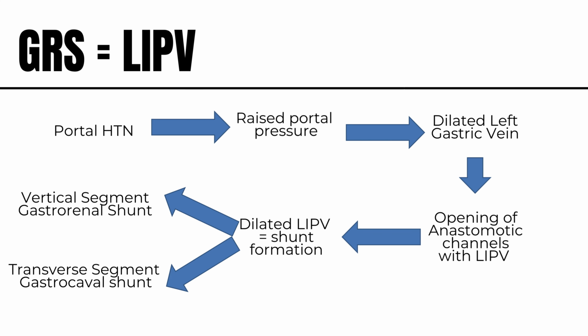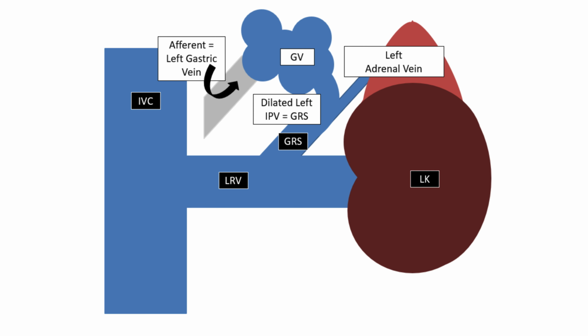Now, if the vertical segment of the LIPV gets opened up, that leads to formation of the gastrorenal shunt, while in rarer cases, it is the transverse segment of the LIPV which gets dilated, which in turn leads to formation of the gastrocaval shunt. So this is again a diagrammatic representation showing how the gastrorenal shunt is formed in patients with liver cirrhosis or portal hypertension.